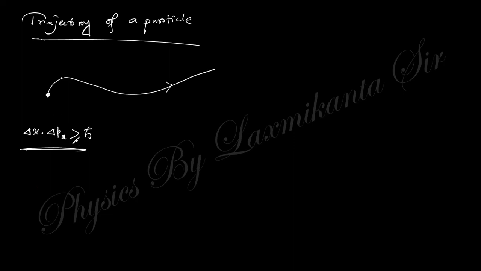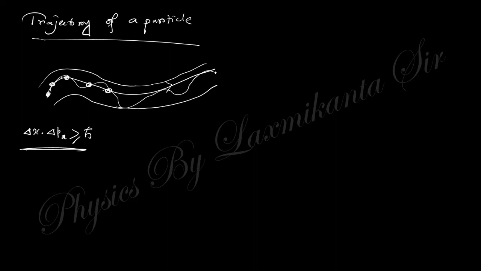So the momentum, if you want to pinpoint the position, the momentum will be uncertain. So the trajectory cannot be found. You can say this is the region of the path where the particle arises. So this can be like that.